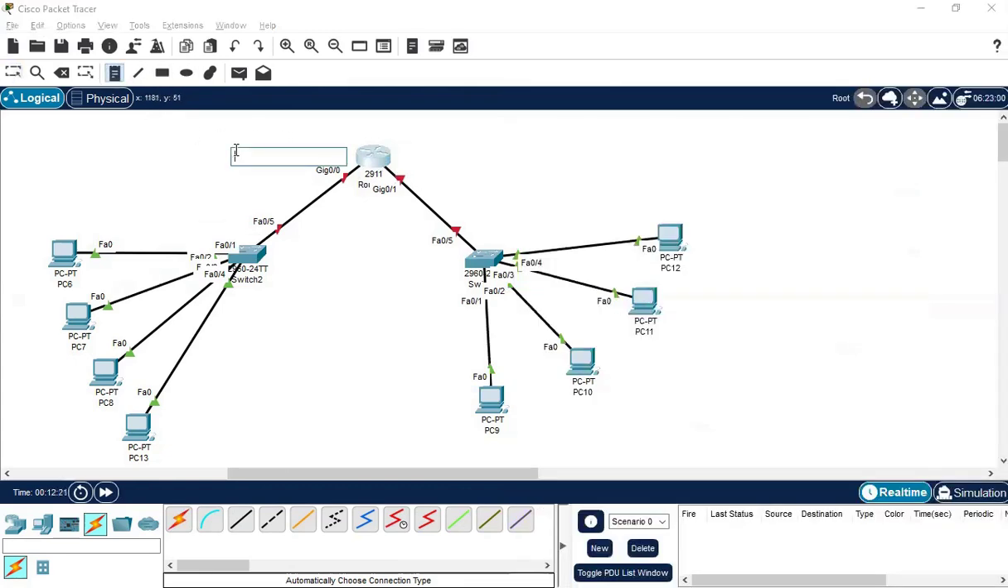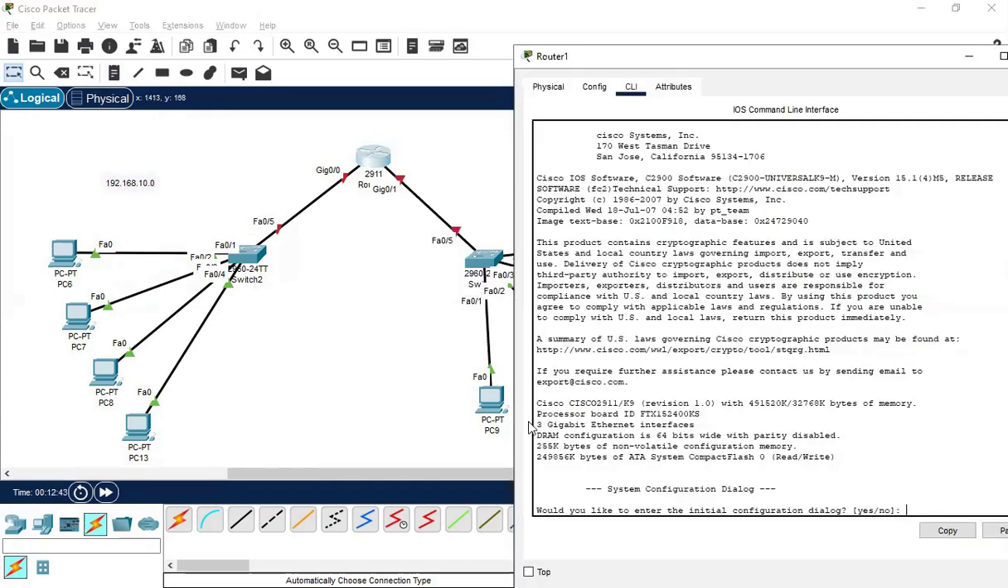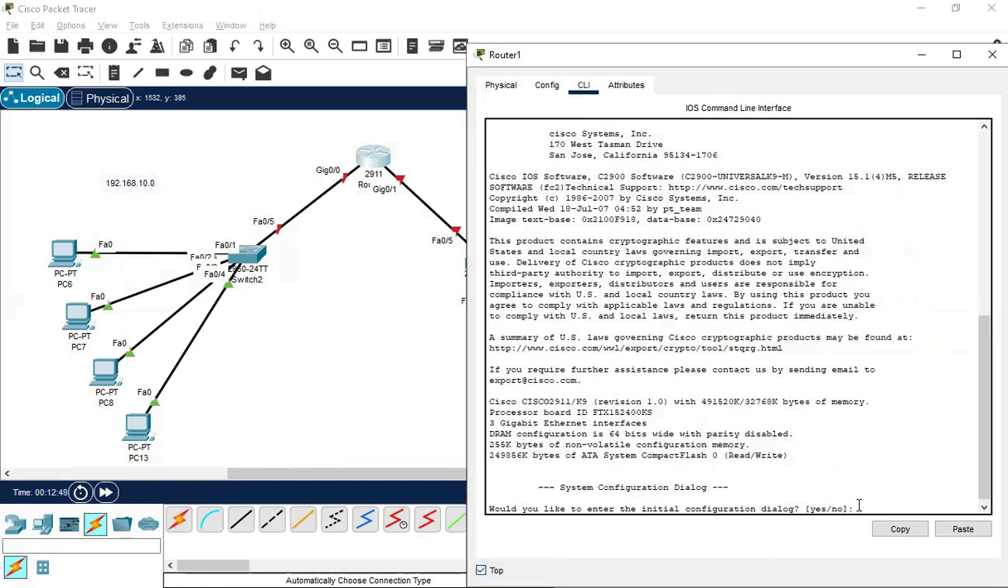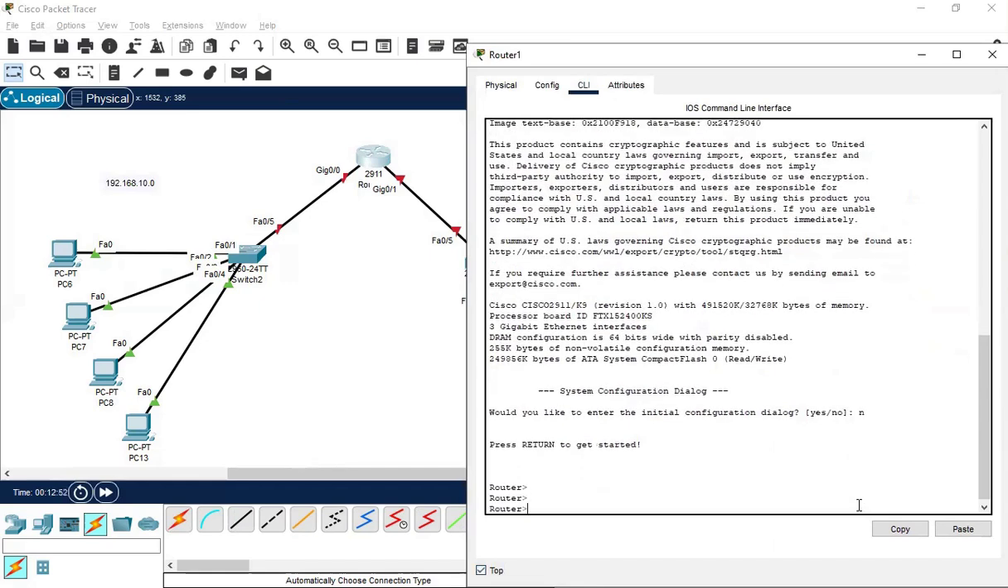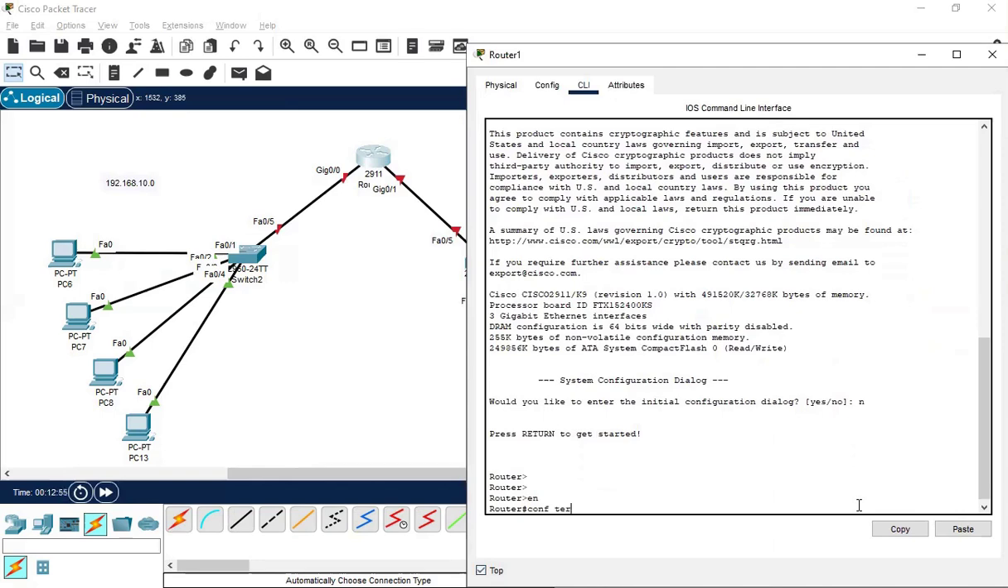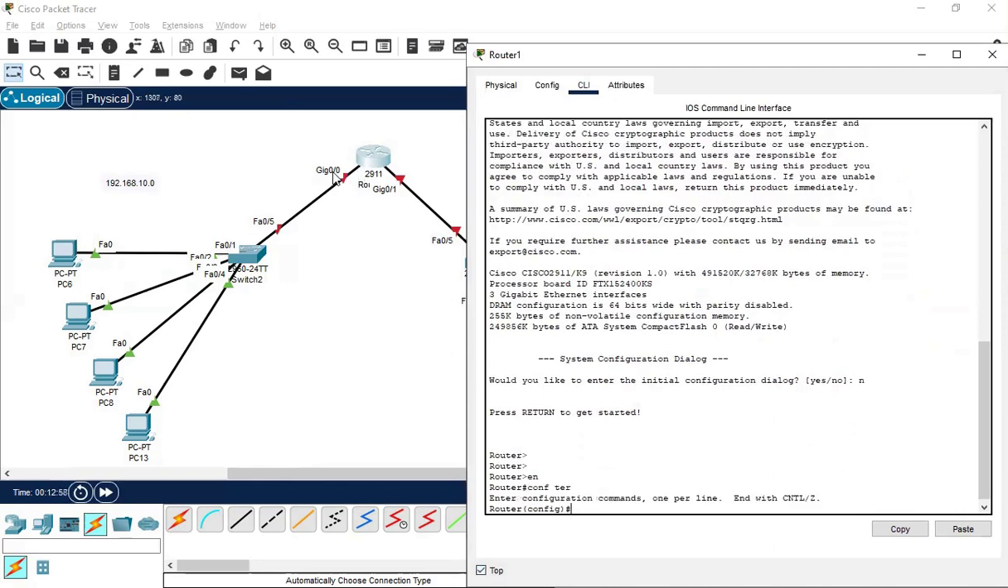Let me assume this as the 192.168.10.0 network, and this will be the 192.168.20.0 network. So this will be 10.0 and this will be 20.0. Automatically, this will be 10.1 and this will be 20.1. Would you like to enter the initial configuration dialog? No. Enable, configure terminal. Next, let me assign this as network number 10.0.